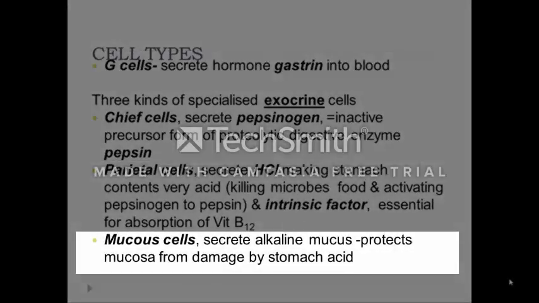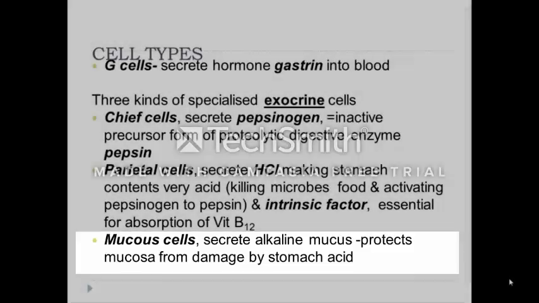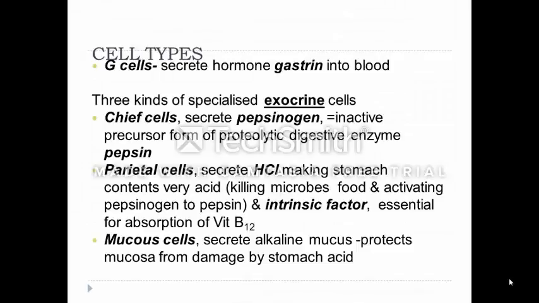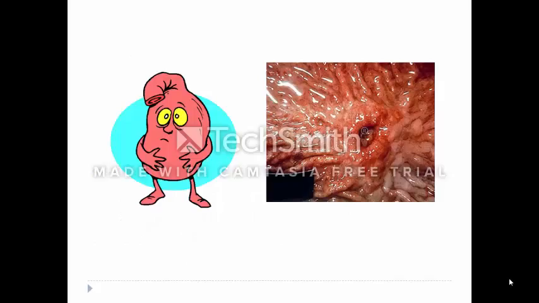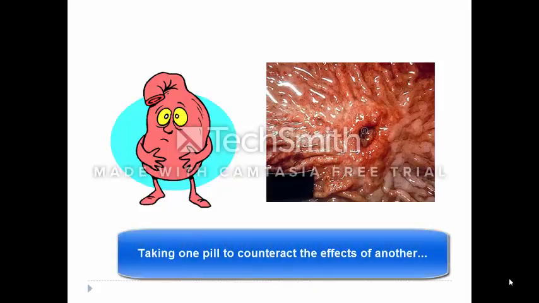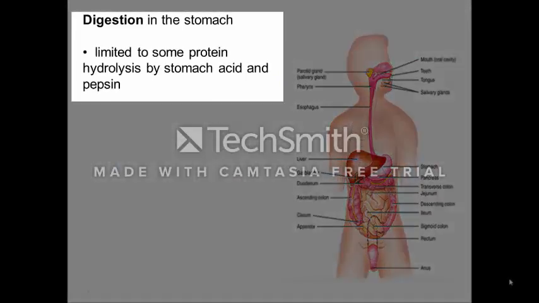Mucus cells are the third type of cells, and these secrete an alkaline mucus which protects the mucosa from damage by the stomach acid. In the presence of too much stomach acid, the stomach can become ulcerated. This is known as a gastric ulcer. Certain medications can also cause increased acidity within the stomach, and so patients may take medications which aim to reduce the levels of acidity. Digestion in the stomach is limited, and it mostly affects polymeric proteins, which are hydrolyzed to some extent by the acidic conditions of the stomach.